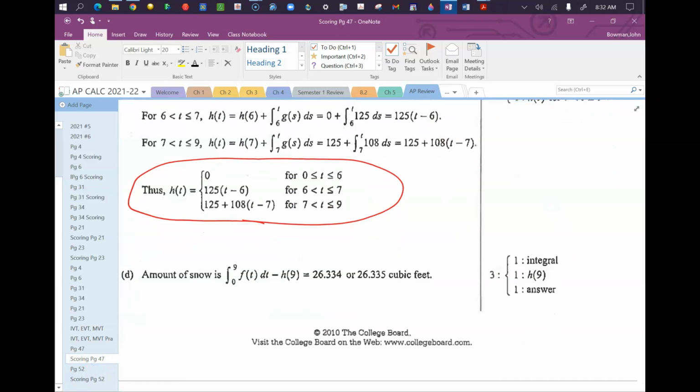All right, the amount of snow is the integral from 0 to 9 of f of t dt minus h of 9. And really, you don't have to show all the work that I did, but the integral, including h of 9, and the final answer. And there's your 3 points.